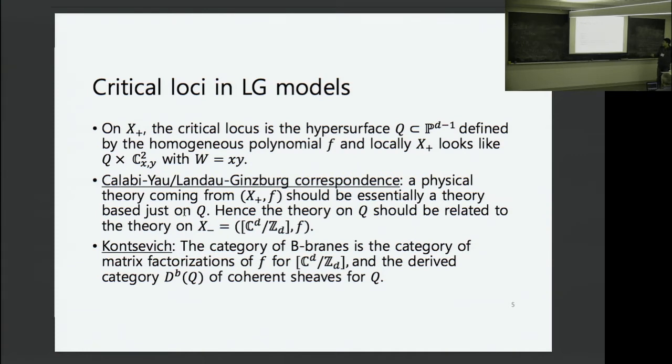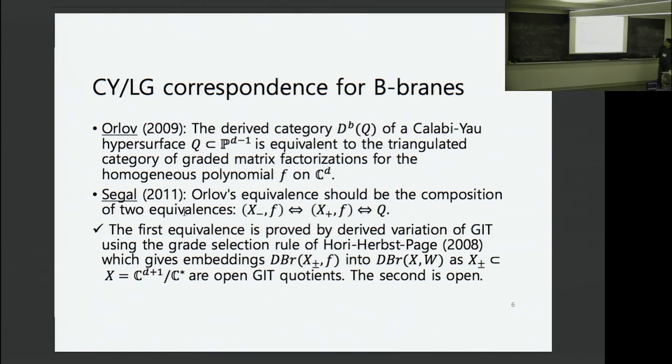Anyway, we're trying to say that the derived category of Q should be related to the derived categories of X plus and X minus. That's what this is all about. And in 2009, Orlov proved this correspondence. He proved that the derived category of the Calabi-Yau hypersurface Q is actually equivalent to the triangulated category of matrix factorizations for this homogeneous polynomial F.